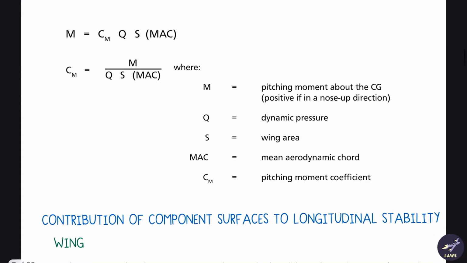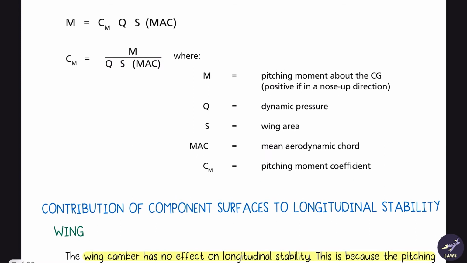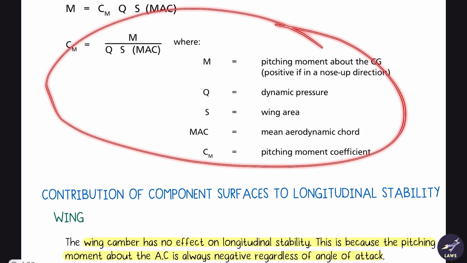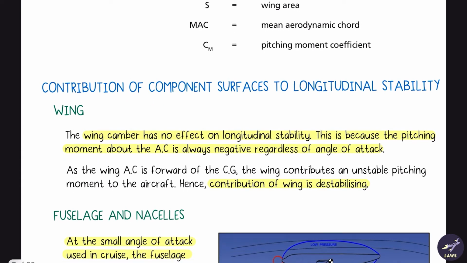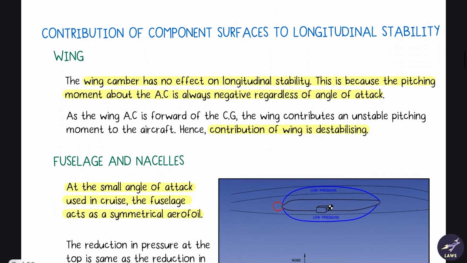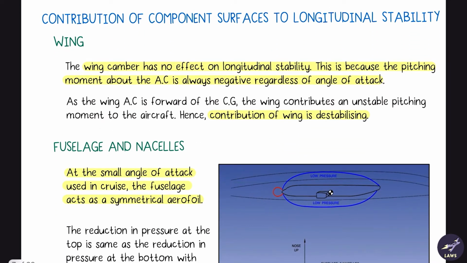So this is the formula for pitching moment coefficient for longitudinal stability. Okay. So you can just read through this whole thing. So now we'll look at contribution of component surfaces to longitudinal stability. We'll look at different components and how they contribute to longitudinal stability. So as we saw above, the wing has a destabilizing moment, okay, which reduces the longitudinal stability.